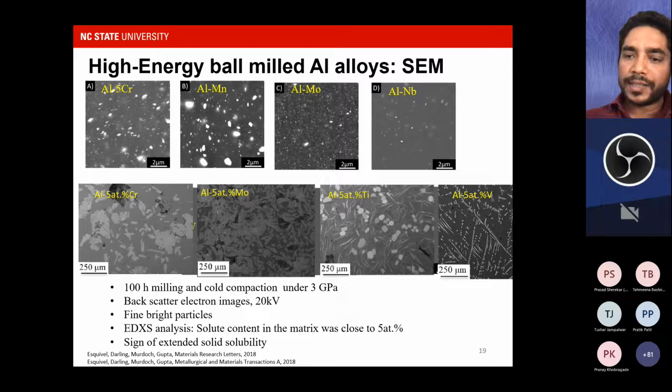Now, if we do some EDX analysis, what we see is that all these elements which we are adding are present in that interaction volume. That tells us all these particles are really mixed very well. At least they are mixed at some micron scale.